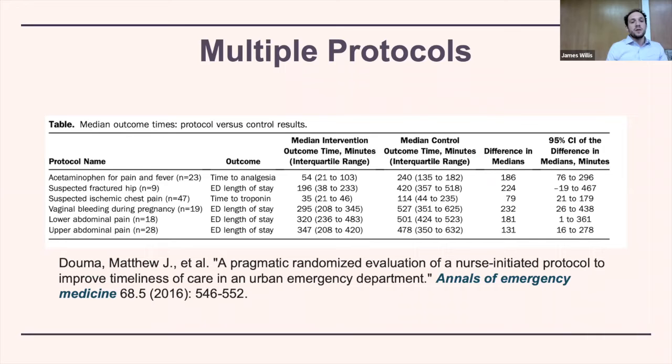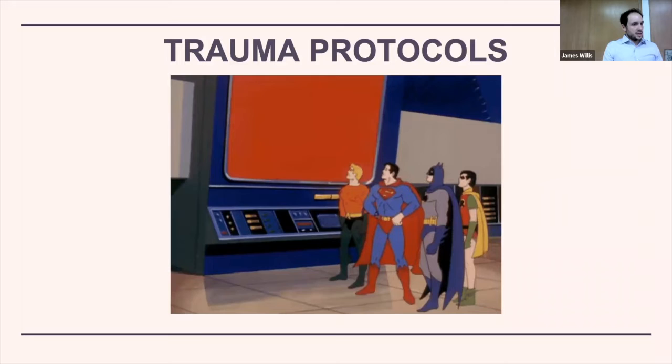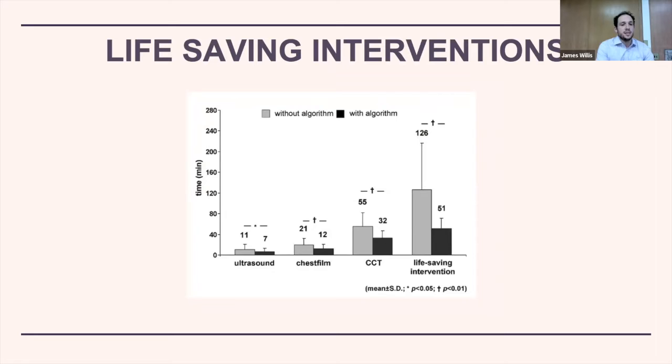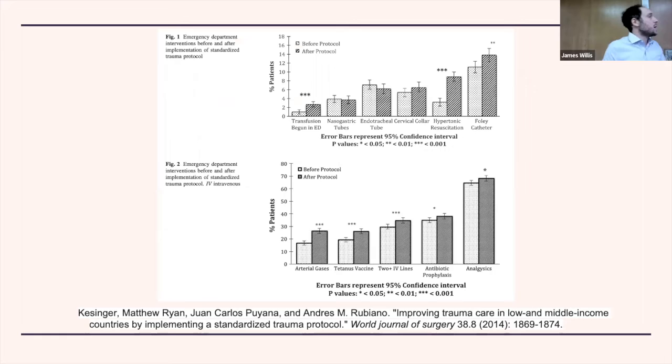I want to conclude with some trauma protocols because I think that's actually pretty applicable to us as well. So this was a single retrospective study that showed a decrease in time for life-saving interventions. And this was done pre and post the initiation of a trauma protocol. A lot of these things we don't care about, the tetanus vaccinations, the NG tubes, but some of these things we really do care about and are significantly different after protocolization. Transfusions that are begun in the ED, resuscitation with fluids for hypotensive patients, giving antibiotics, and patient-centered giving analgesics and placing IV lines for care.